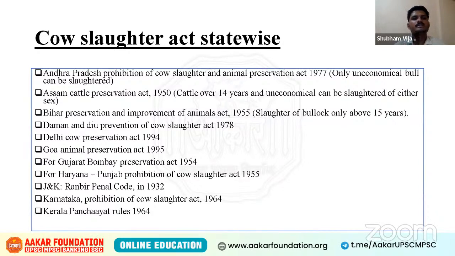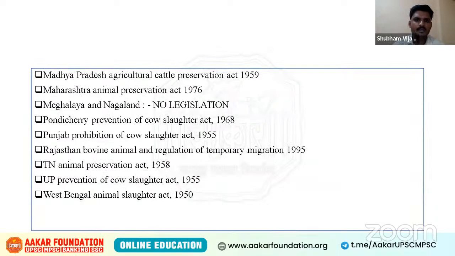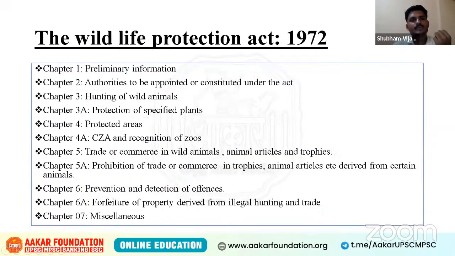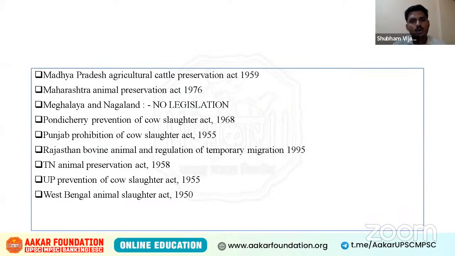This is just the state-wise acts and the years when they came into force. So you later on go through it. Now, just remember here, cow slaughter is not banned, meaning there is no legislation, particularly in Meghalaya and Nagaland. Also, you search the current issue, which states are allowed and which states are not allowed.